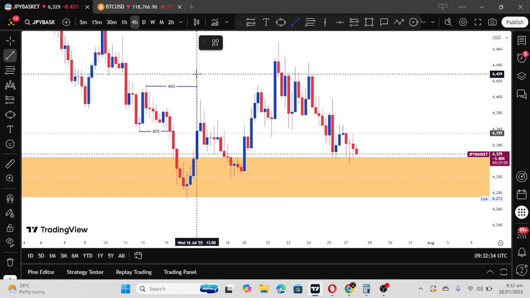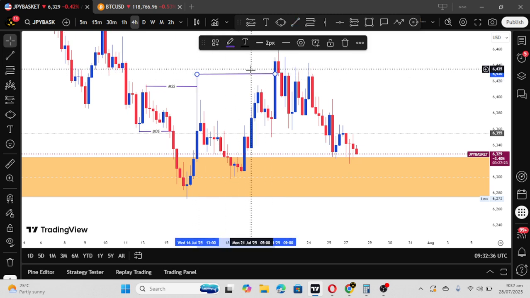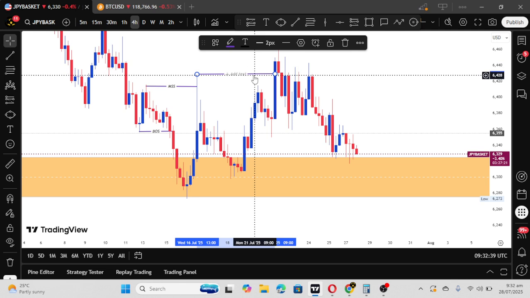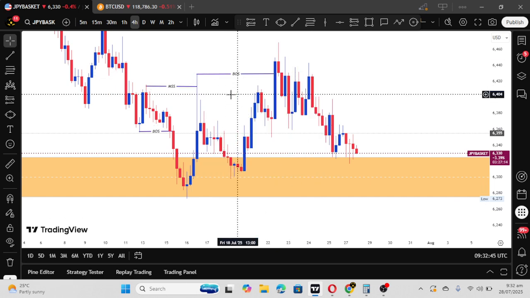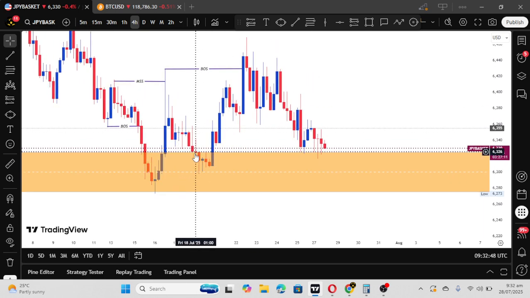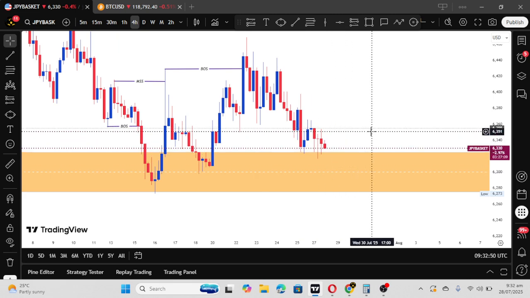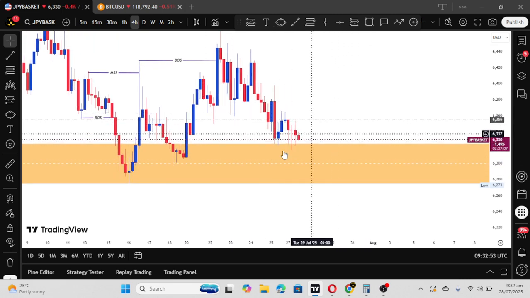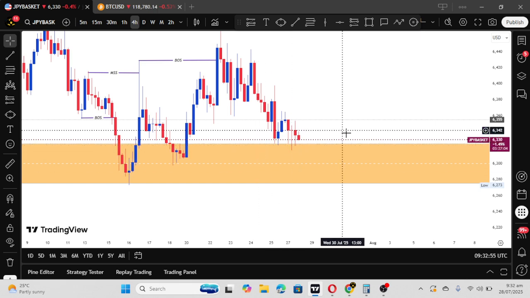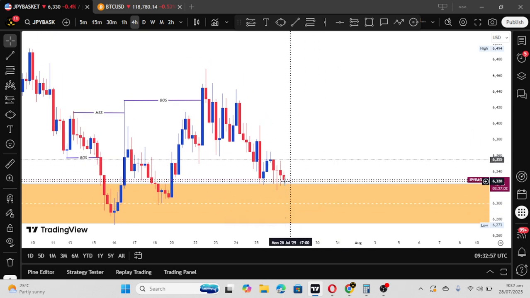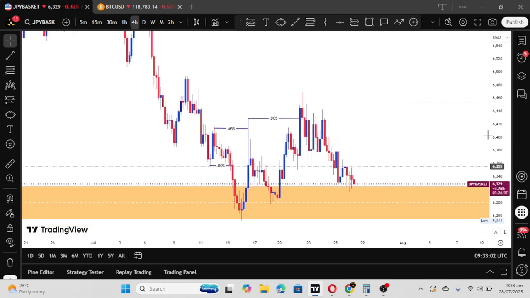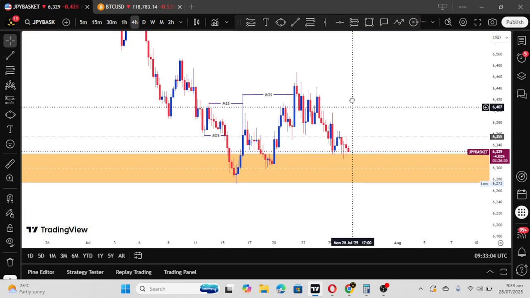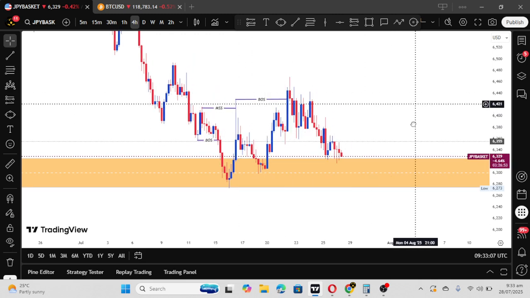So we have right now a break of structure. This is the 4-hour, we're on the 4-hour time frame right now. BOS is a break of structure, and after the break of structure, you can see the price pulling back right now to tap in this zone. If we get a lower time frame confirmation, we might still have a buy from here, because on the 4-hour time frame this is an uptrend. We are still uptrending on the 4-hour time frame.